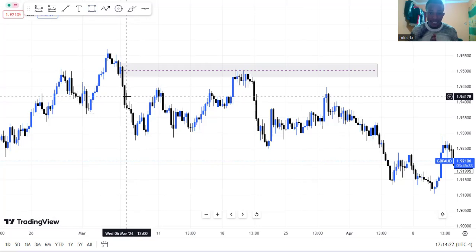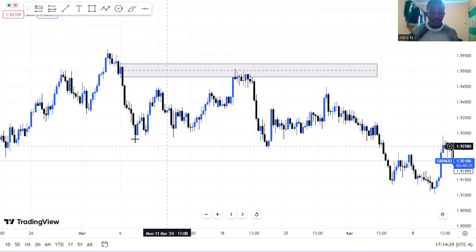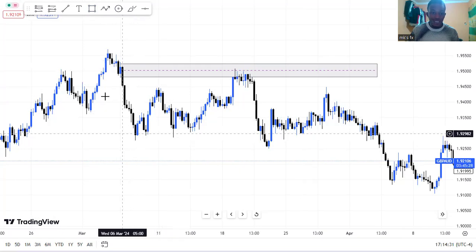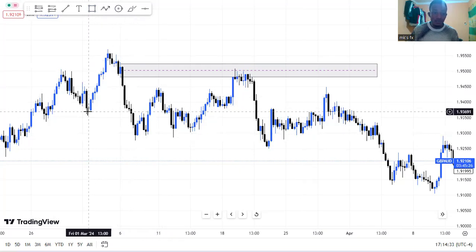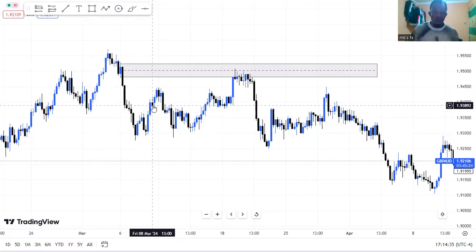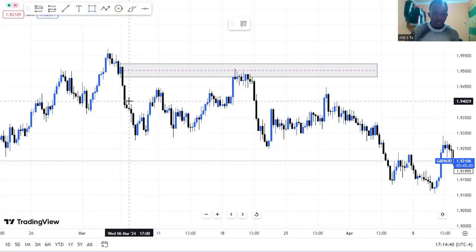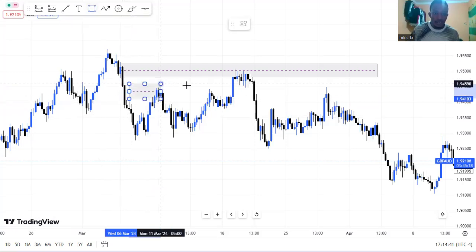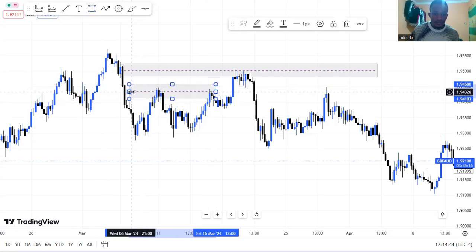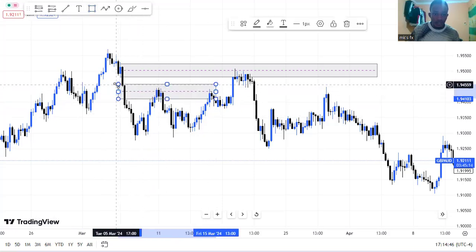Now, the second criteria, did it create a new low? Yes, it created a new low. Why? Because it breaks below this low. Now, take a look at this, guys. Let me draw the imbalance. That's the space between these two candlesticks. Something like that.